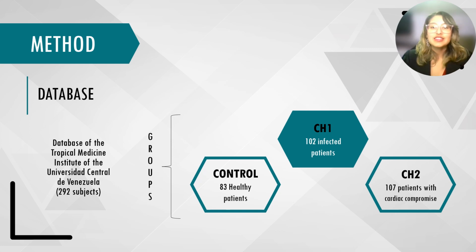This study used the ECG database from the Institute of Tropical Medicine at the Central University of Venezuela. Three groups were analyzed: 83 volunteers, the control group; 102 with Chagas but no heart issues, the CH1 group; and 107 with mild-moderate heart failure, the CH2 group. Data comes from 24-hour ECG recordings with RR intervals in 288 5-minute frames.